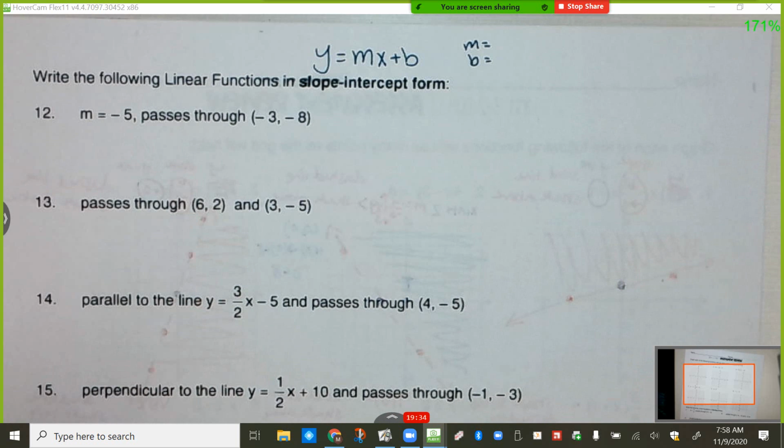I like slope-intercept form because it gives us two things right away. It gives us our slope, it gives us our intercept. So, I don't know, it tells you things. Standard form doesn't tell you anything, you have to find things from it.